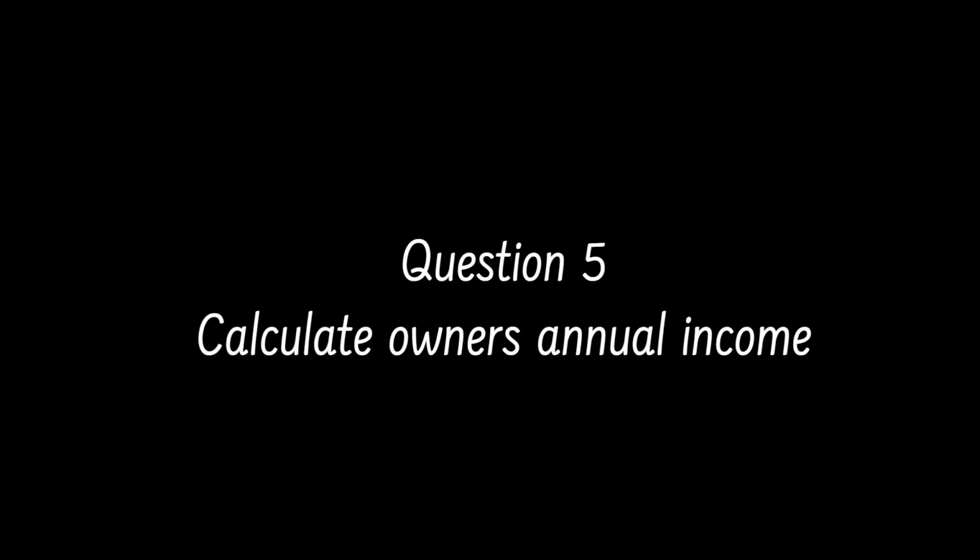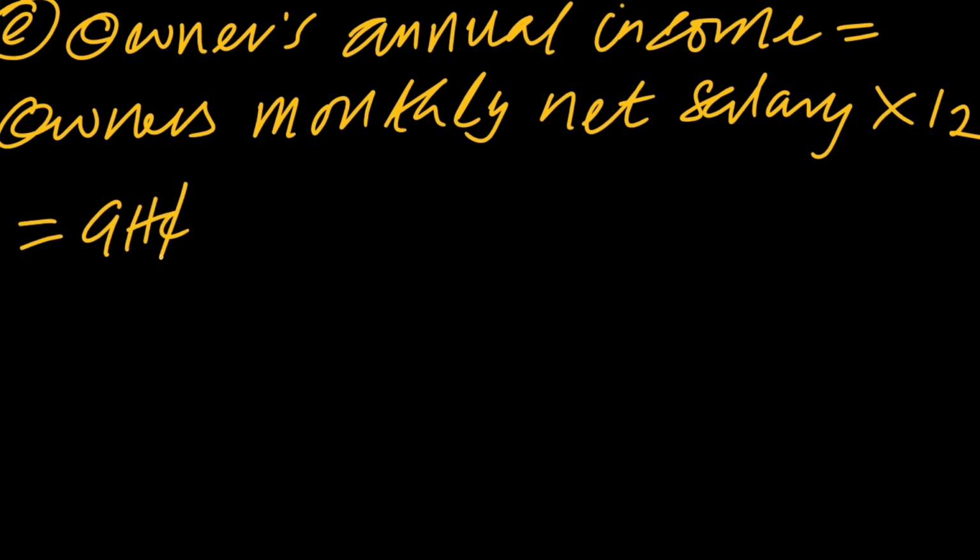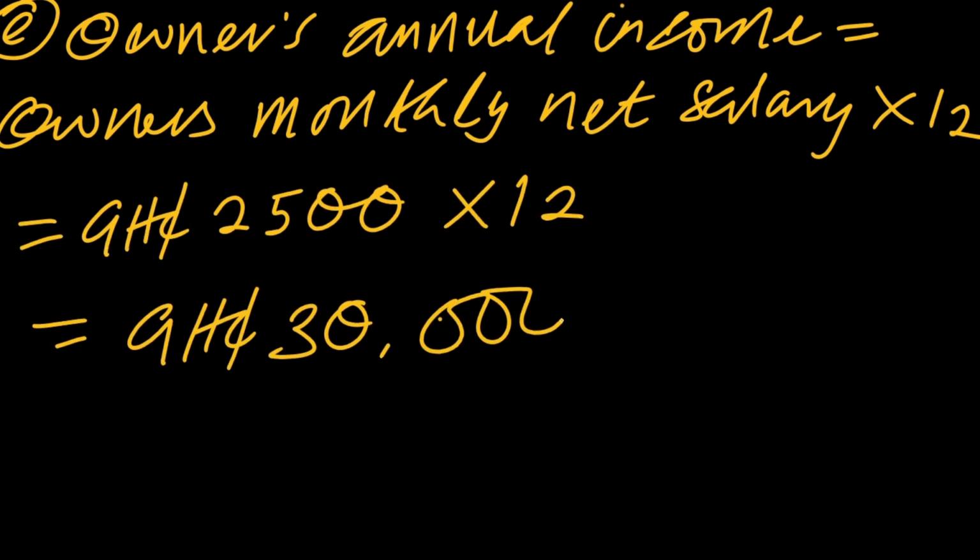Question 5. Calculate the owner's annual income. The owner's annual income is equal to the monthly net salary times 12, and that is 2,500 cedis times 12, which is equal to 30,000 Ghana cedis.